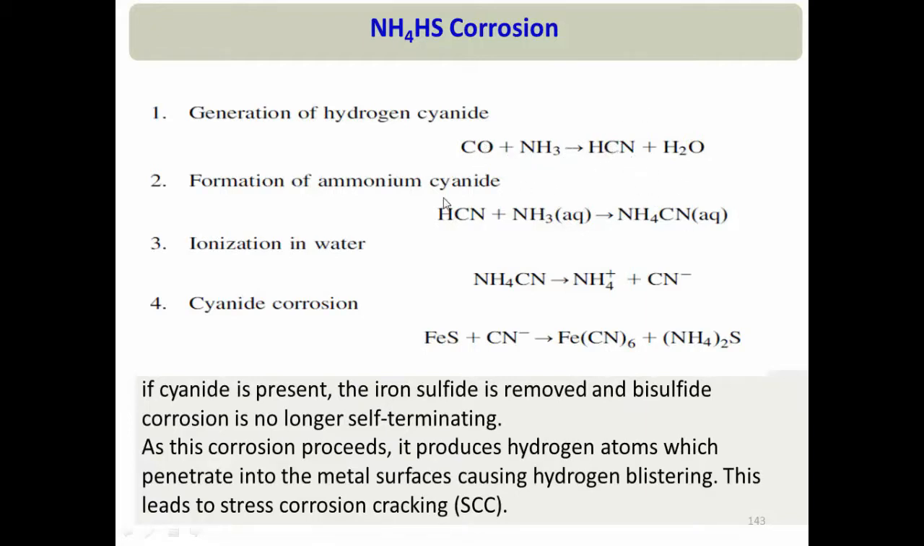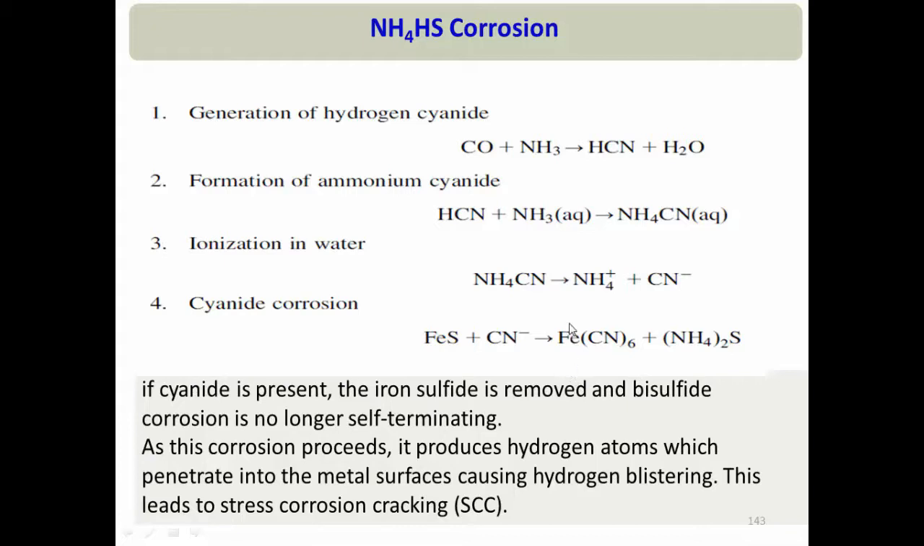And this HCN reacts with ammonia and produces ammonium cyanide, which dissolves into water and produces cyanide ion. Now this cyanide ion reacts with iron sulfide and produces ferrocyanide. Now this ferrocyanide's solubility in water is very high, so it forms a soluble.